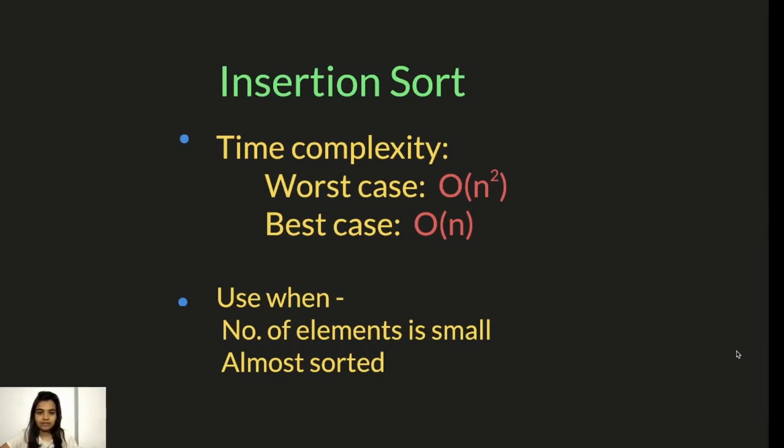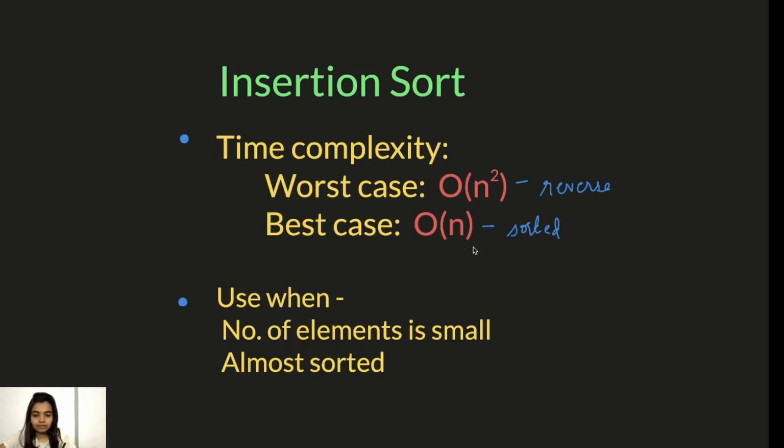There are a few things that are good to know in insertion sort. The time complexity in the worst case is big O of n squared, and this scenario occurs when all the elements of the array are sorted in reverse order. Then the best case time complexity is big O of n. This happens when all the elements of the array are already sorted.